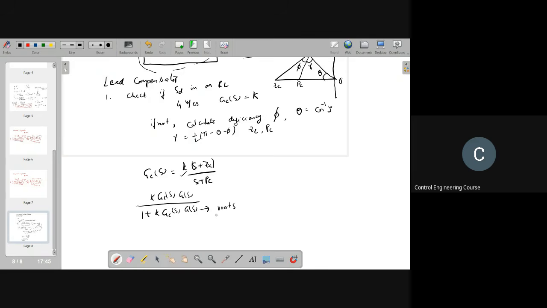Okay, if it is not there, then you need to adjust the parameters slightly, this ZC and PC, so that those remaining poles are far away from the SD. So that is how you calculate the... This is how you design the lead compensator.